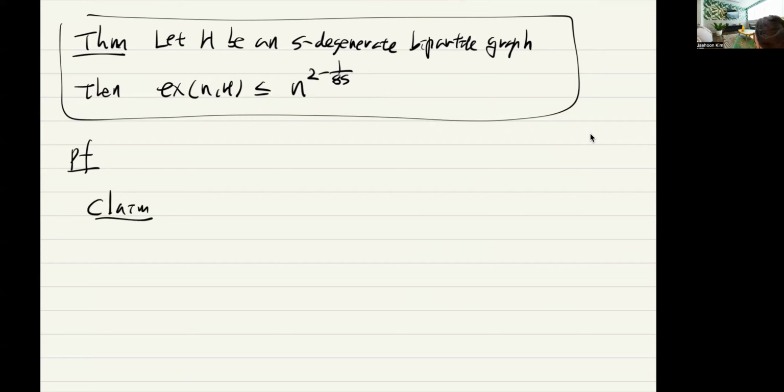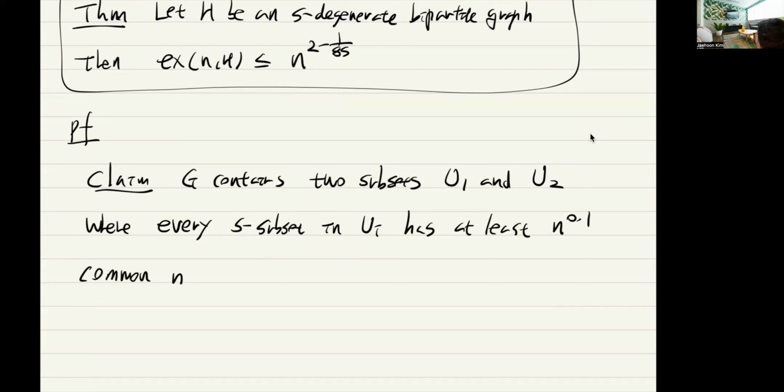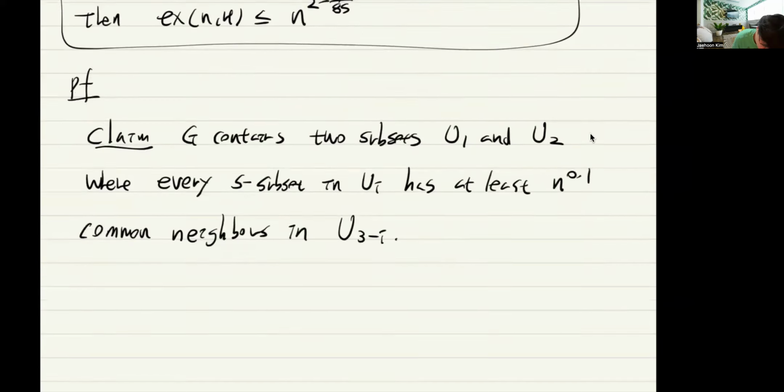So we can claim this. G contains two subsets, U1 and U2, where every s-tuple, say, s subsets in U_i has, say, at least n to the 0.1 common neighbors in U_{3-i}. So the other one.